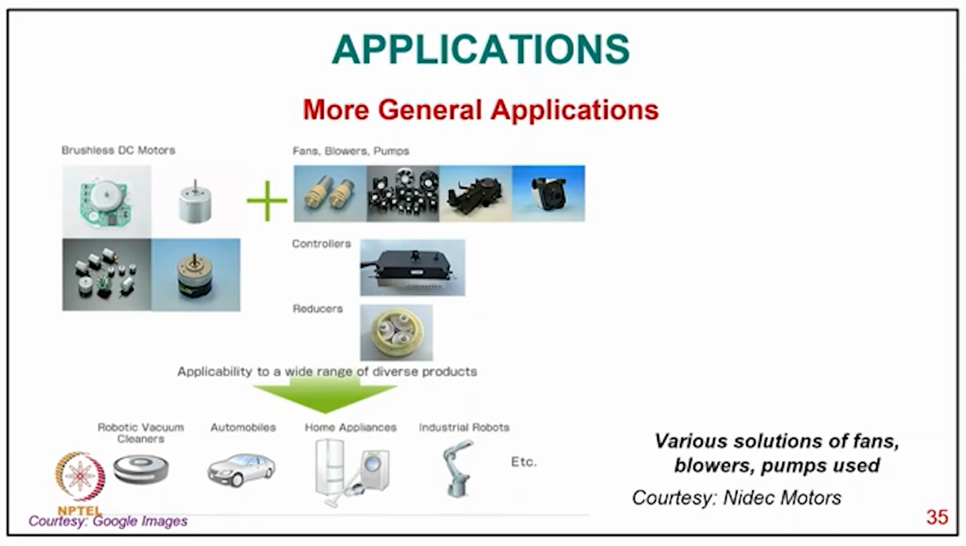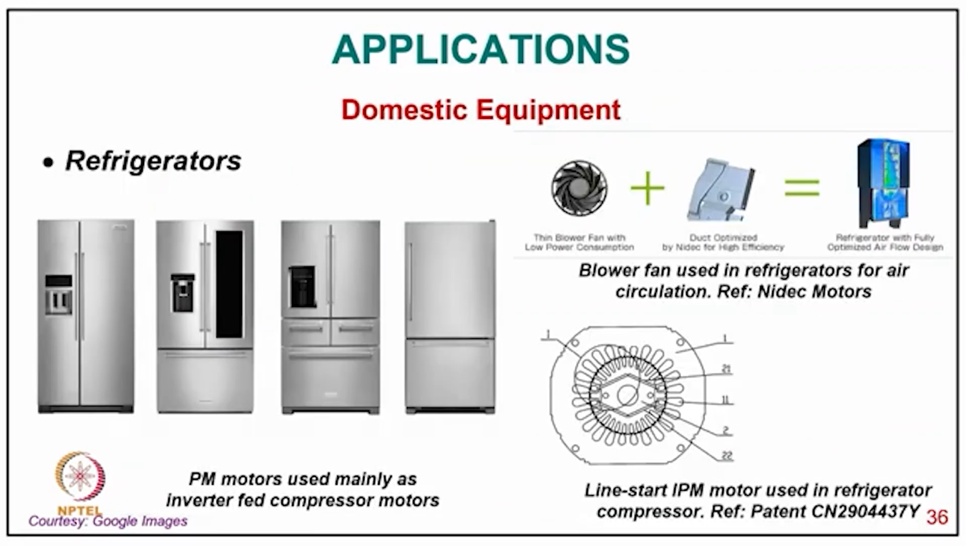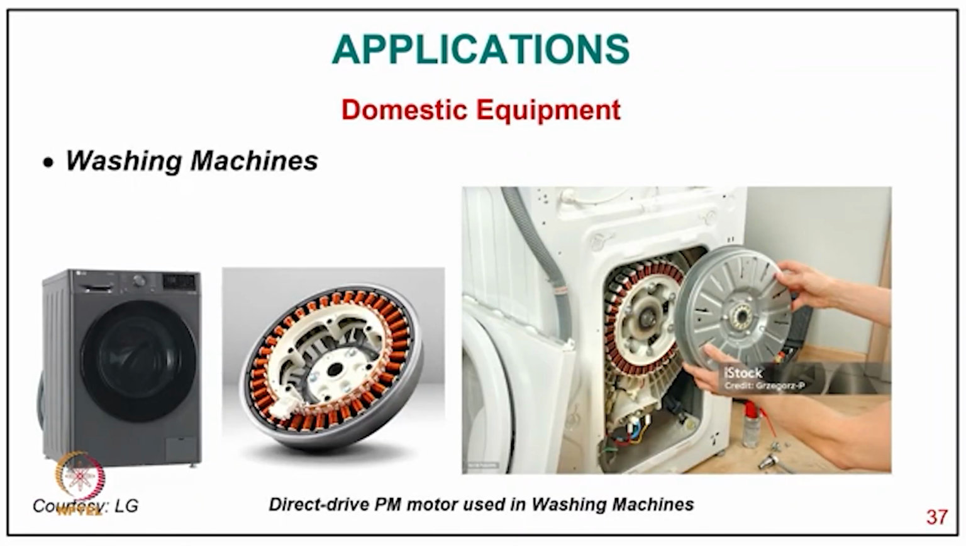So various solutions for fans, blowers, and pumps by NIDEC. And then the refrigerator, because of energy efficiency. PM motors are used in many inverter-fed compressor motors, and blower fans used in refrigerators for circulation, by NIDEC. A line start interior permanent magnet brushless motor for a refrigerator company, patented by this NIDEC motor. Then in the washing machine, for domestic equipment, direct drive PM for the washing machine, of course because of high efficiency.